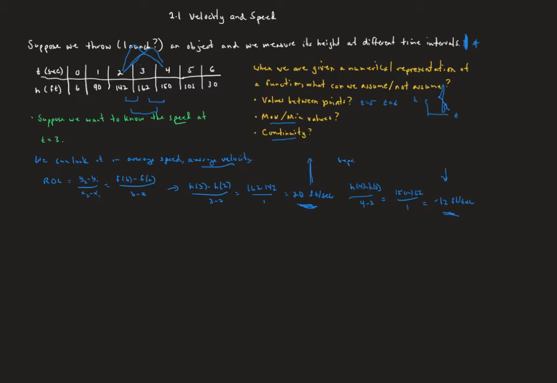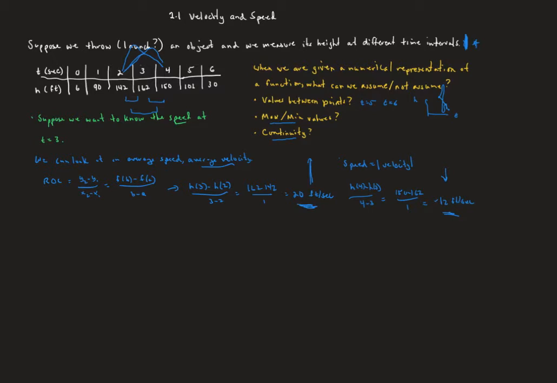Speed, let me try to spell speed correctly. So speed is going to be the absolute value of velocity. So speed is going to always be positive or 0, but never negative. So a speed going up is going to be the same as the speed going down.